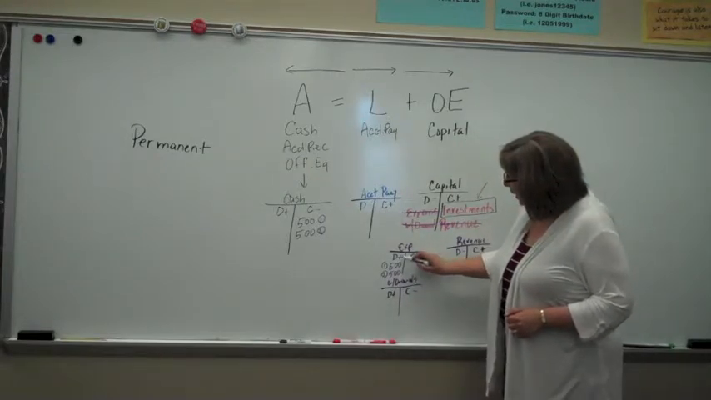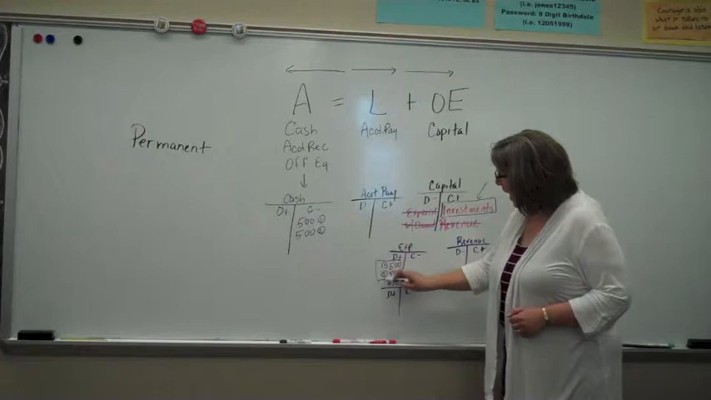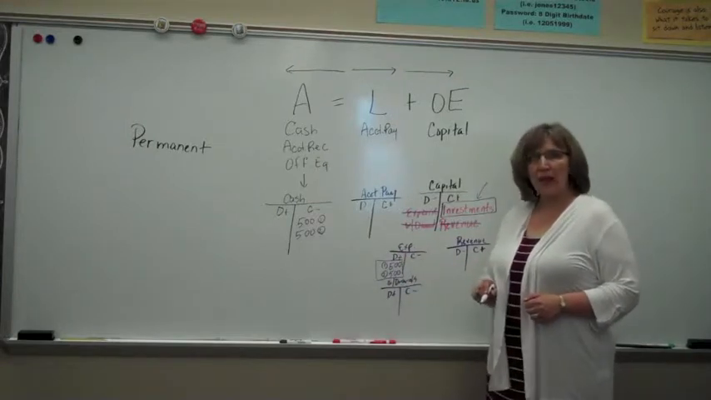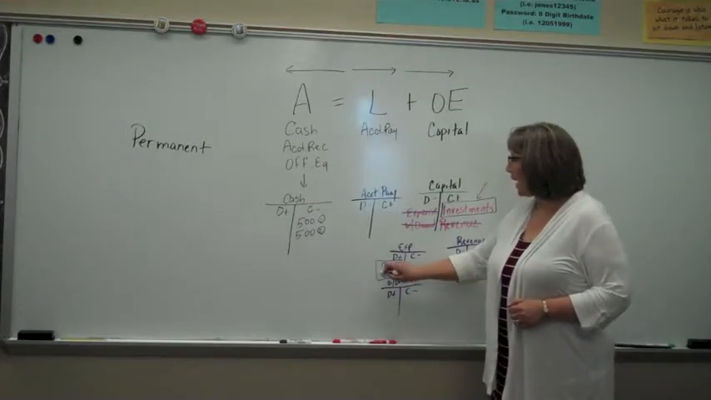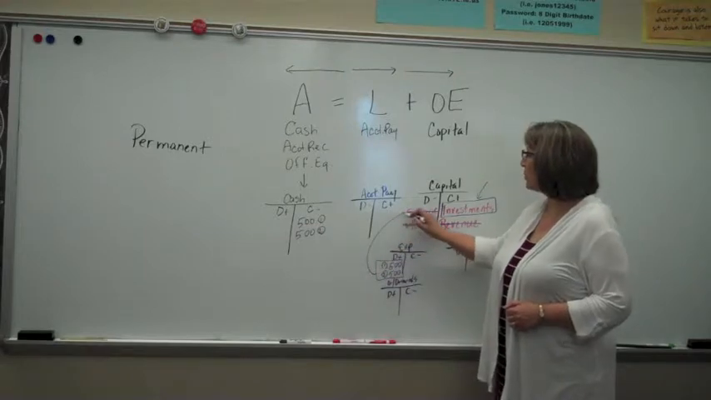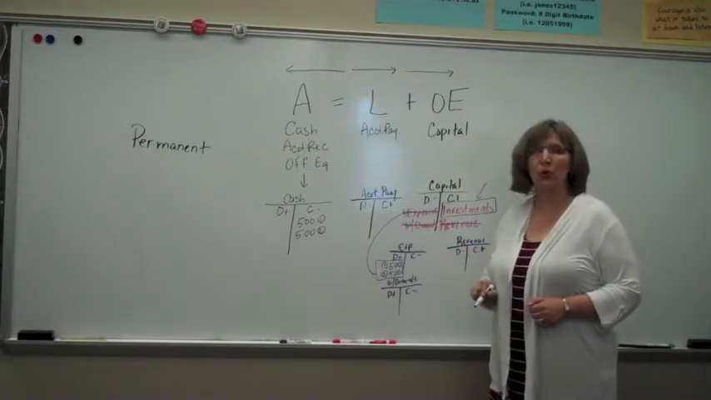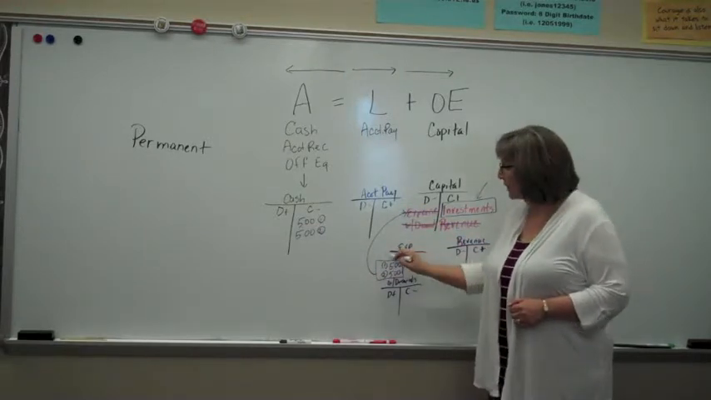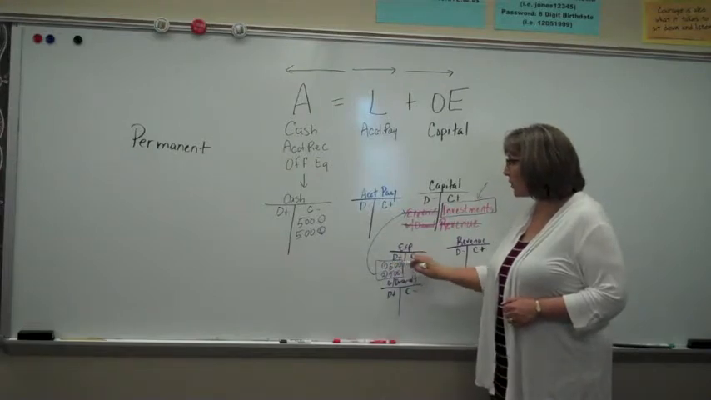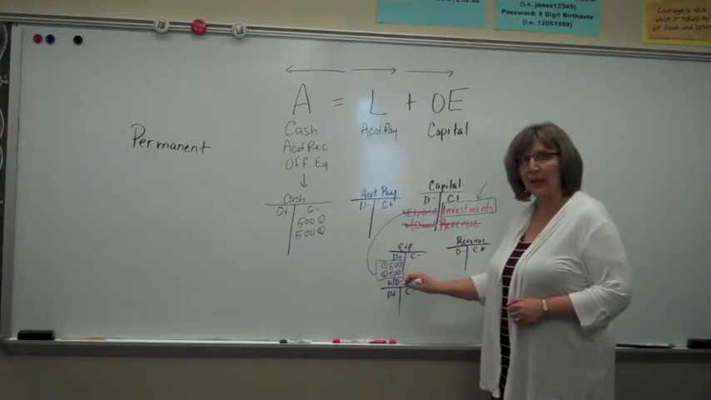By having the plus symbol, it means I'm going to add up all the numbers on that side, and then eventually I'm going to subtract the total from capital. But I have to have a total, and the only way I can get a total is by adding it together on the debit side.